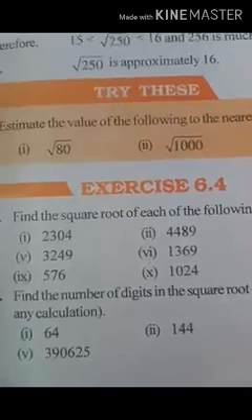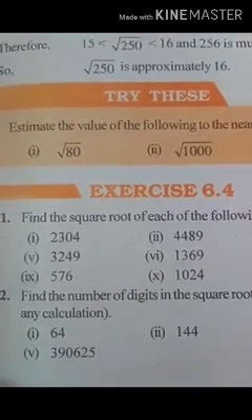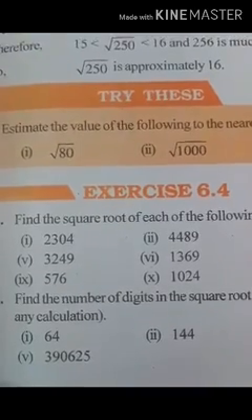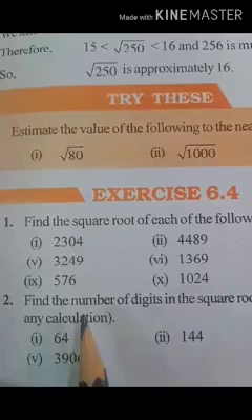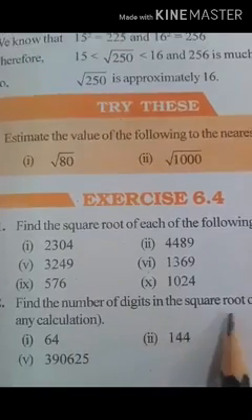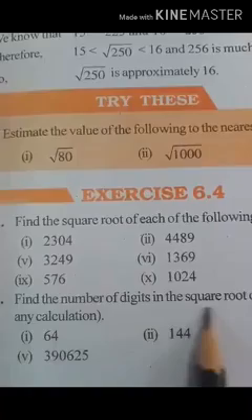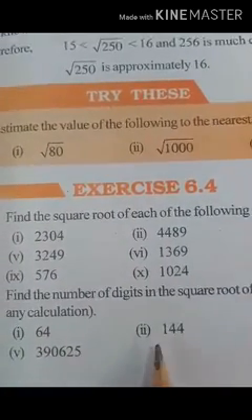Let's discuss some questions from exercise 6.4. Everywhere you have to do as per the examples only, but they have twisted the question a little. See question 2 here. In this question, you have to find the number of digits in the square root of the given numbers. This much is the actual question. Find the number of digits in the square root. Okay, and you don't have to calculate it.